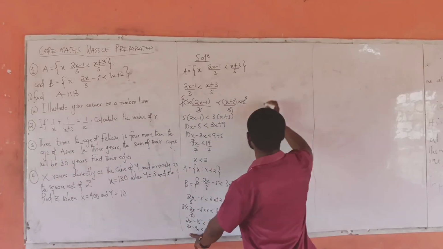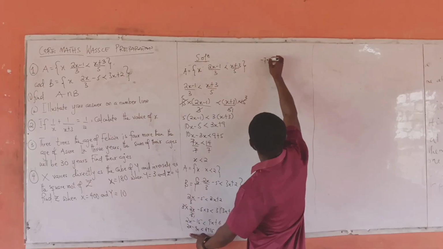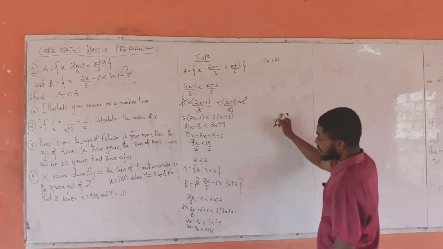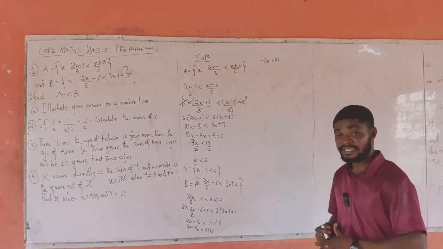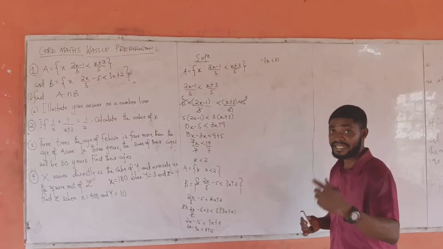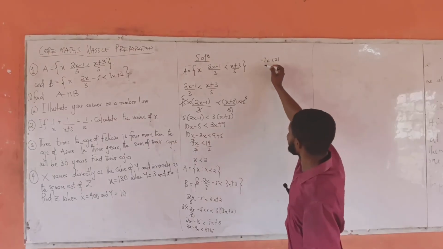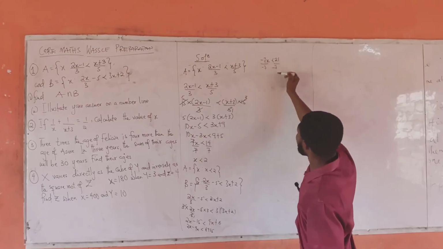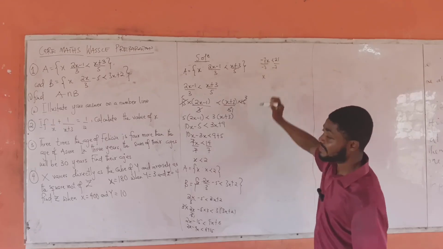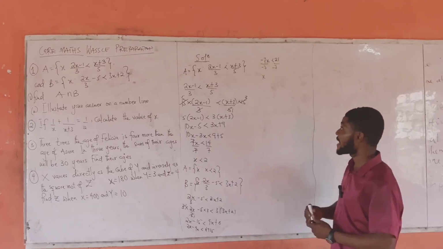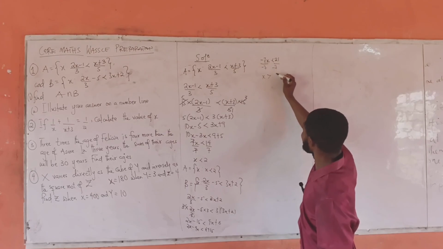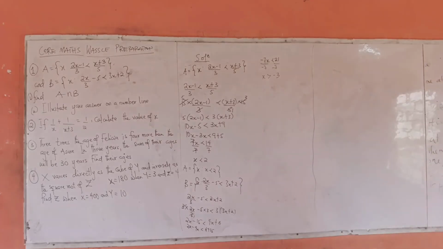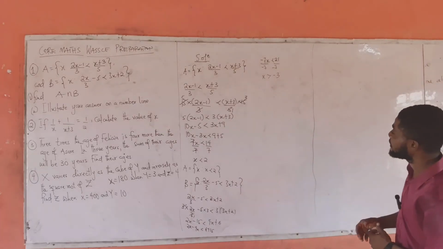So here is going to be negative 7x less than 21. I want the value of x and not negative 7x. So divide through by negative 7. And if I divide through by negative 7, the sign is going to change to a greater than sign, making it x greater than negative 3. Okay, so this is what I have.